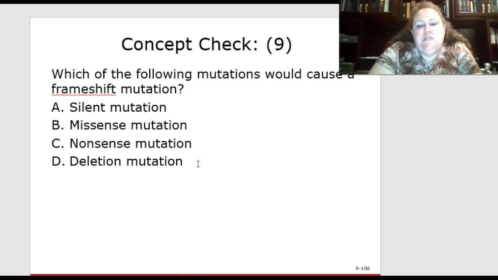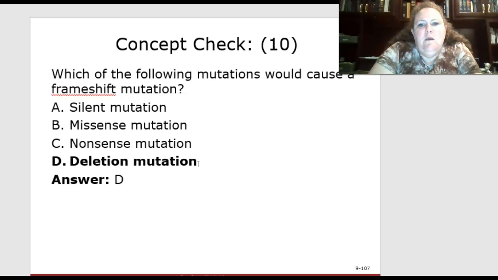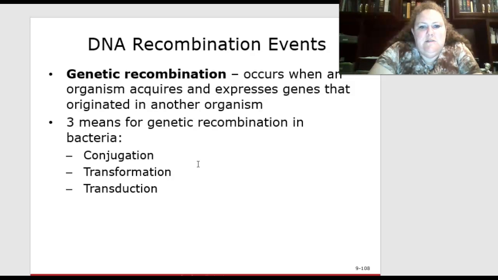Which of the following mutations would cause a frameshift mutation? Okay, pause and come back. Well, remember, when we're shifting our frame, we're either inserting or deleting a letter. So this would be a deletion mutation. Wrapping it up, guys. There's only about 10, 15 more slides.